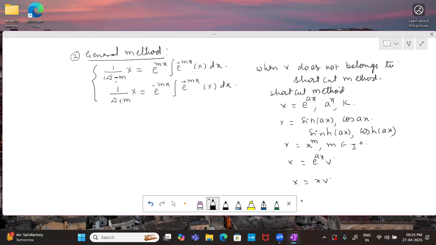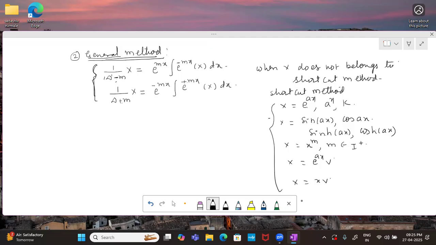So these are the standard formulae. These are the functions where we can find the PI by shortcut. In all, there are 10 functions where PI can be obtained by the shortcut method. And if our function does not belong to these, then we apply the general formula. So that covers all the problems with shortcut.